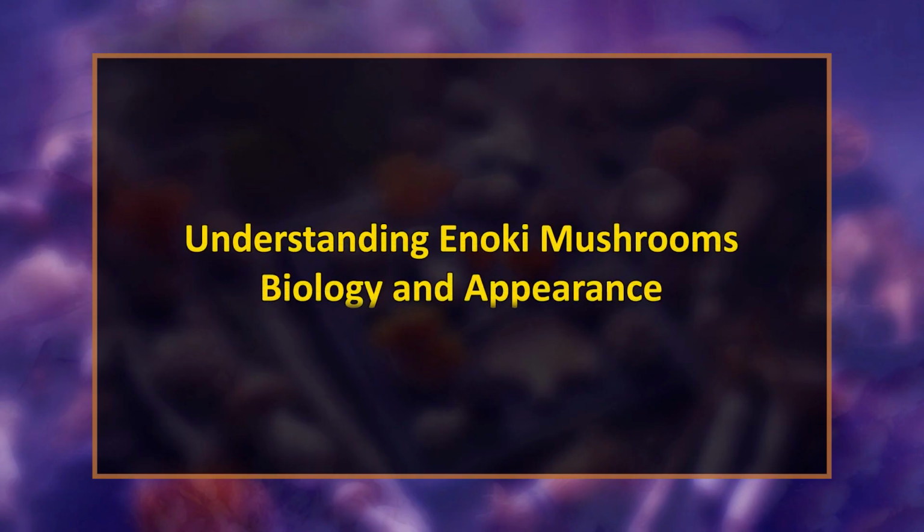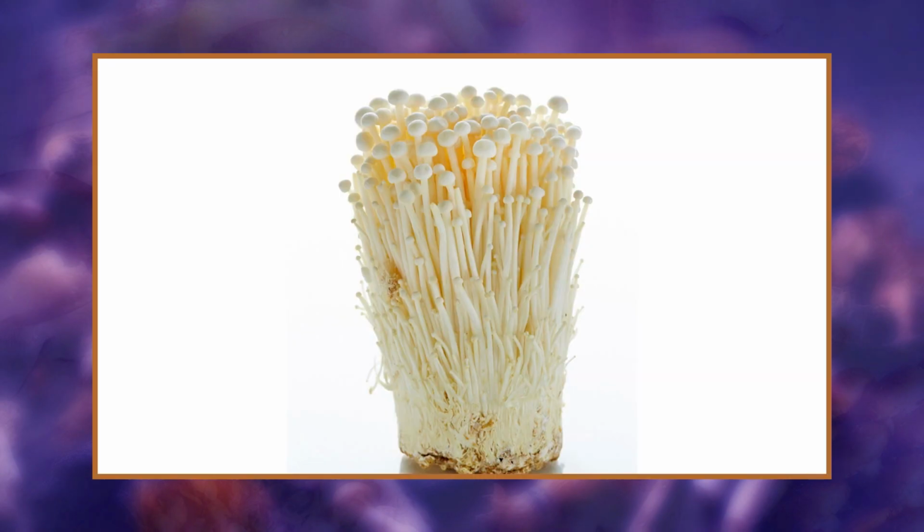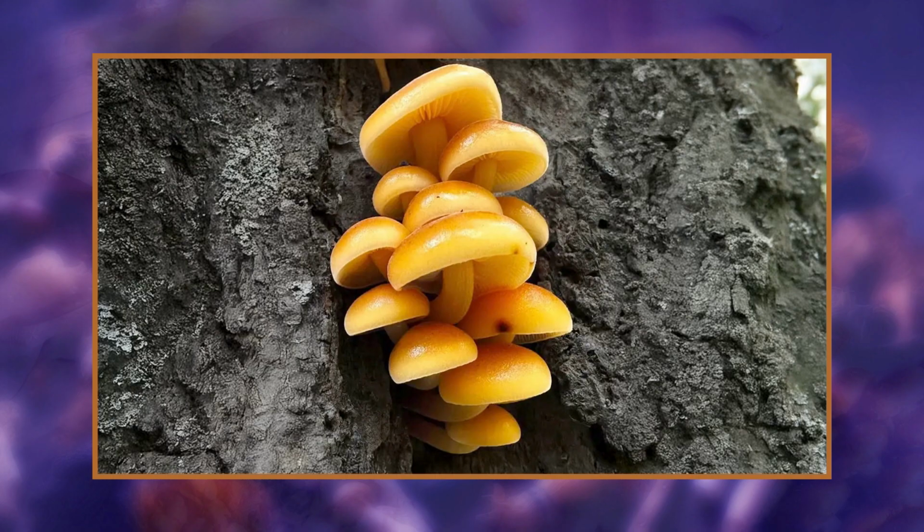First, we understand the enoki mushroom's biology and appearance. Enoki mushrooms are characterized by long, thin, white stems with small caps. In their cultivated form, they are grown under conditions that promote stem elongation and minimal cap expansion. In contrast, wild enokis tend to have shorter, stouter stems and browner caps.